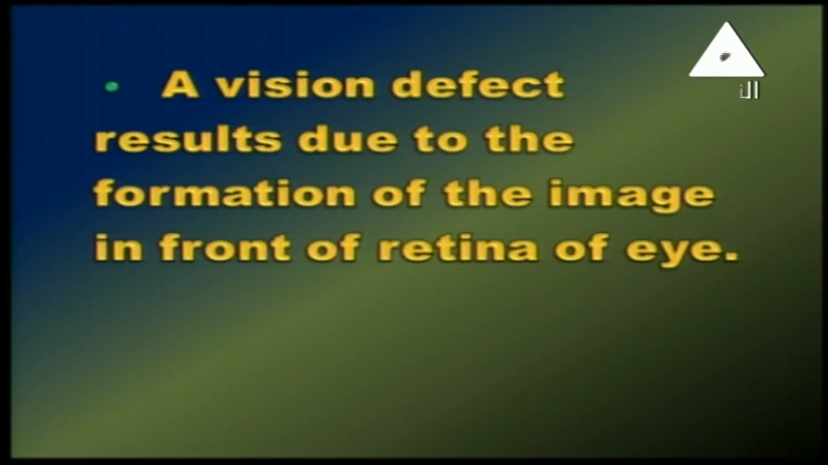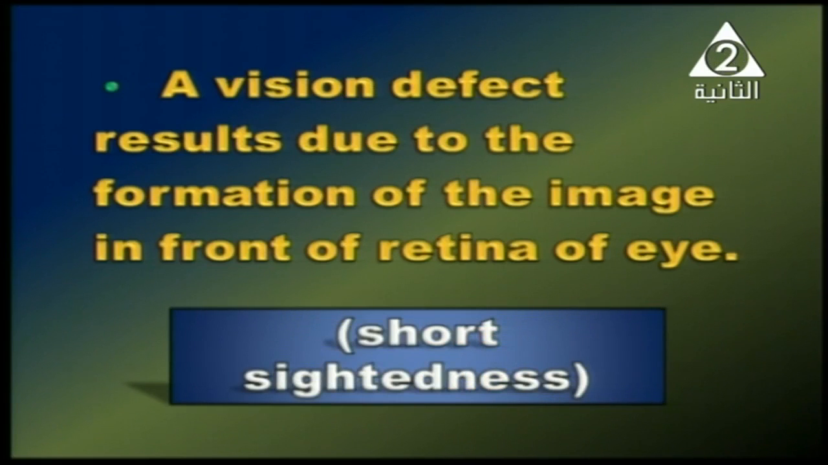A vision defect that results due to formation of the image in front of the retina of the eye. The image is formed in front of the retina. You know? Yes, it is short-sightedness.